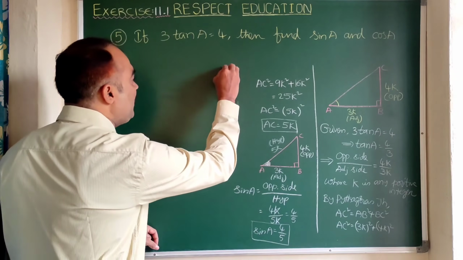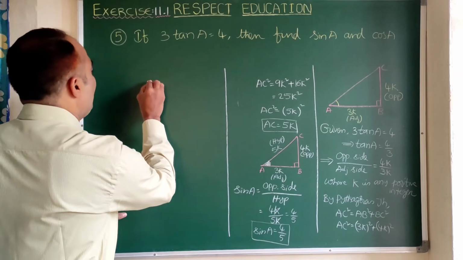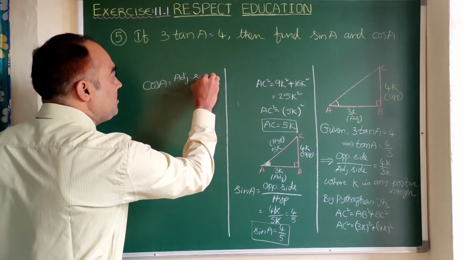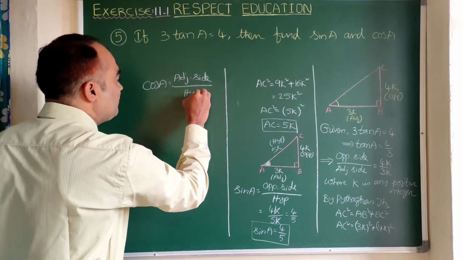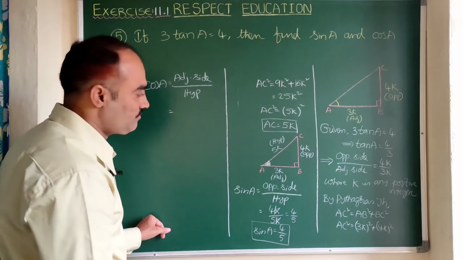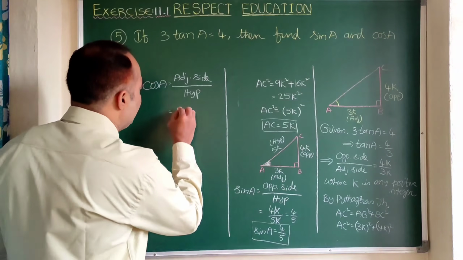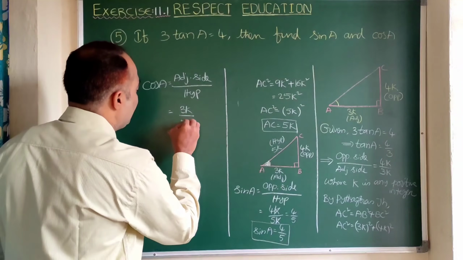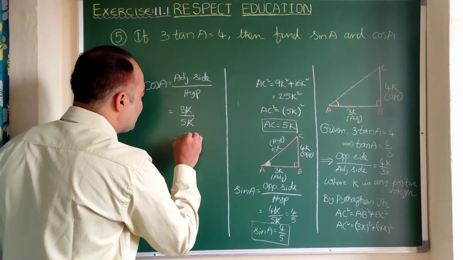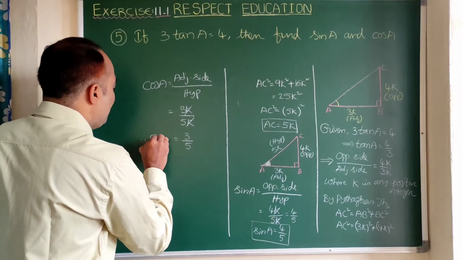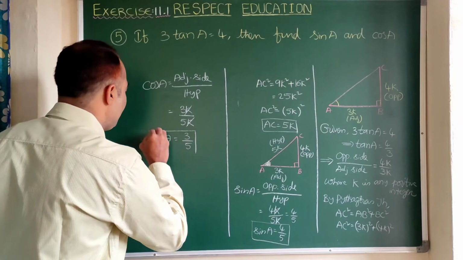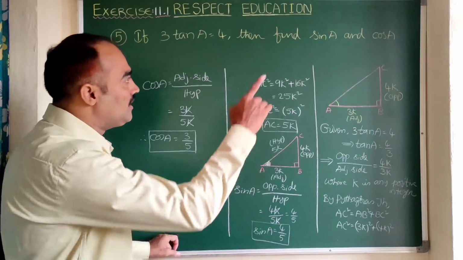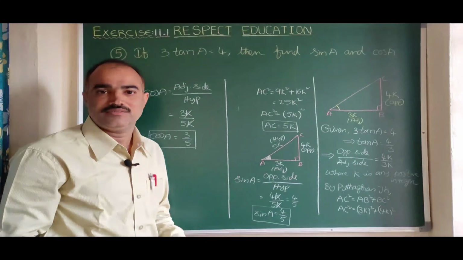Right. Still what is there to find? Cos A. What is the cos A formula? Yes, adjacent side to A by hypotenuse. Right. What is the adjacent side? AB. AB value is how much? 3K by, what is the hypotenuse? AC value is 5K. So K and K get cancelled. So the answer is 3 by 5. Therefore here we got cos A is equal to 3 by 5. Is the problem over? Yes. Okay. What is the sin A value? 4 by 5. What is the cos A value? 3 by 5. Right.